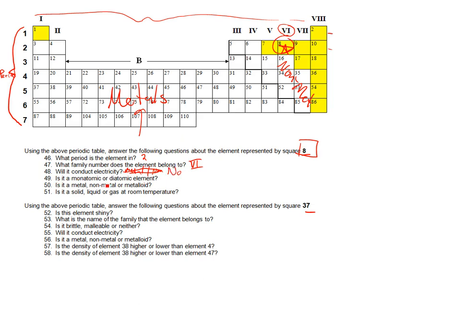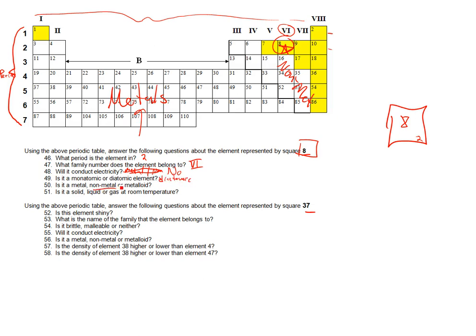49, is it a monatomic or diatomic element? For monatomic and diatomic, I'm looking for element 8 to have a little 2 in the corner that I put on my periodic table. If I look for that little 2, I would see that there is one in 8. So I would say it is diatomic.